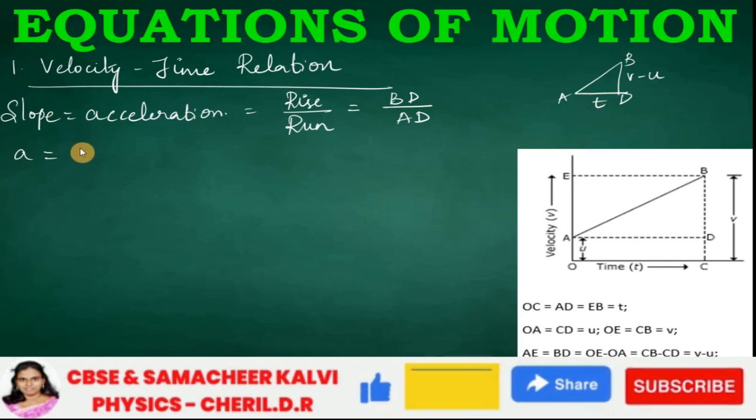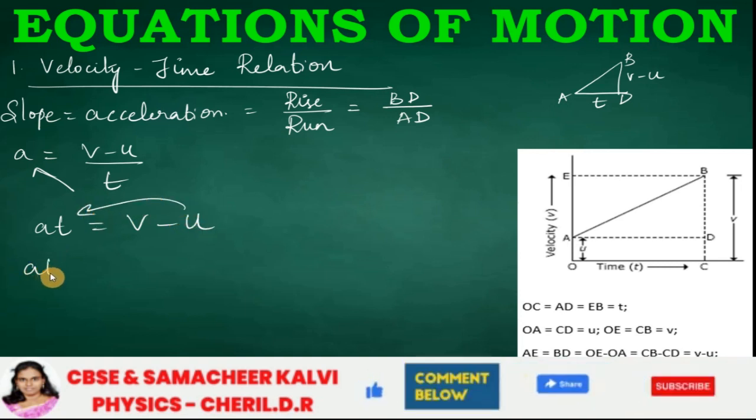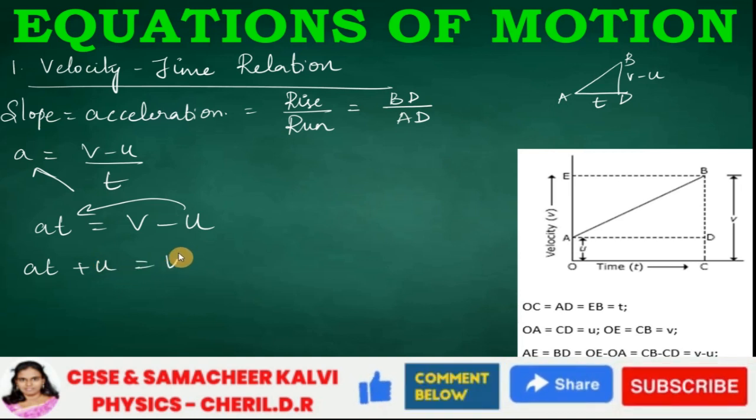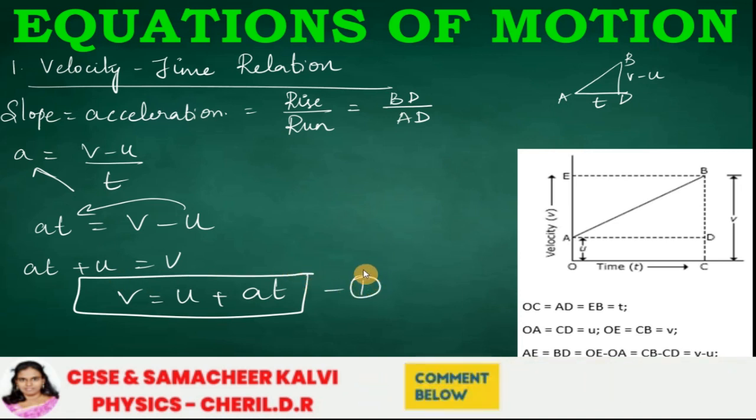Substituting it, what do you get here? V minus U by T. Take this to the other end. You will have AT is equal to V minus U. Now take this U here. You will have AT plus U is equal to V, or I can say V is equal to U plus AT. So that's all. We are done with the first equation of motion.